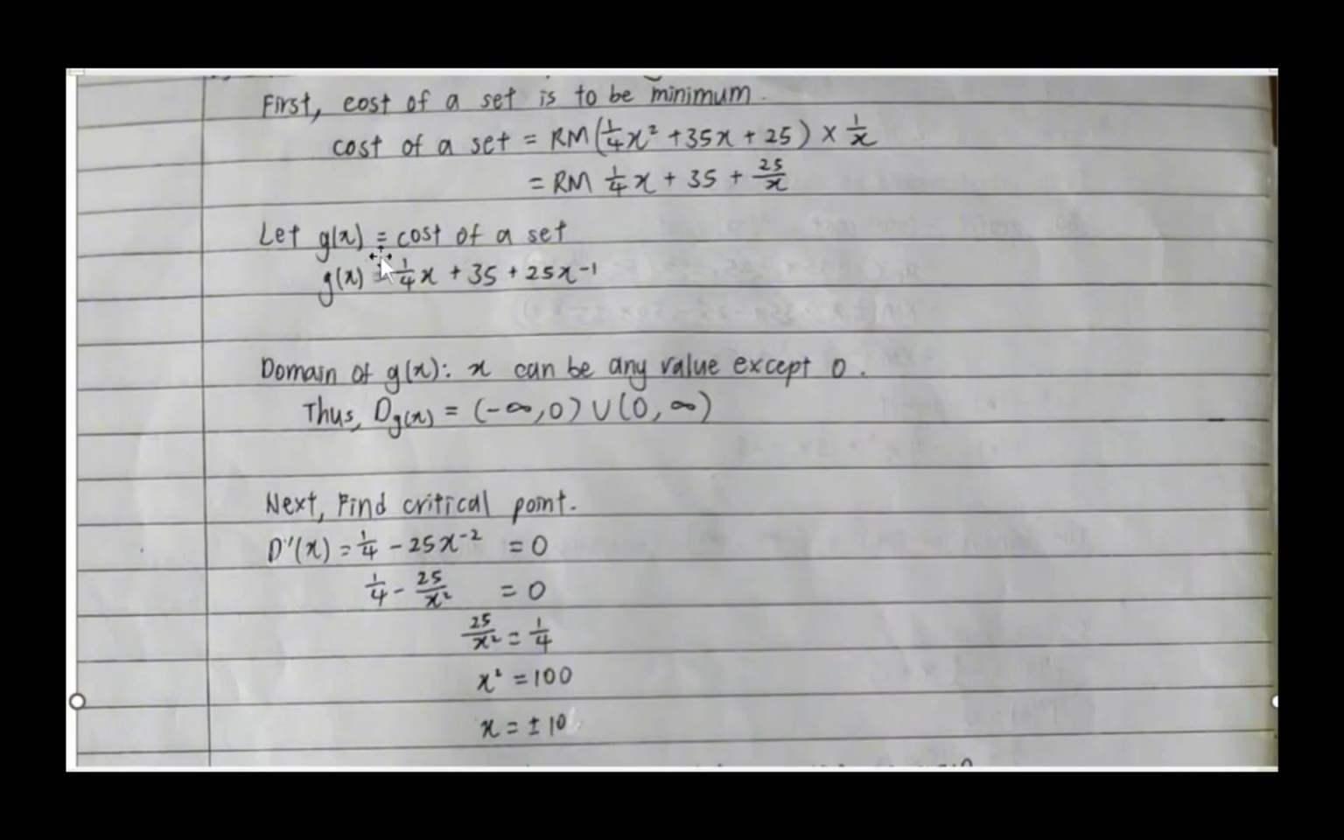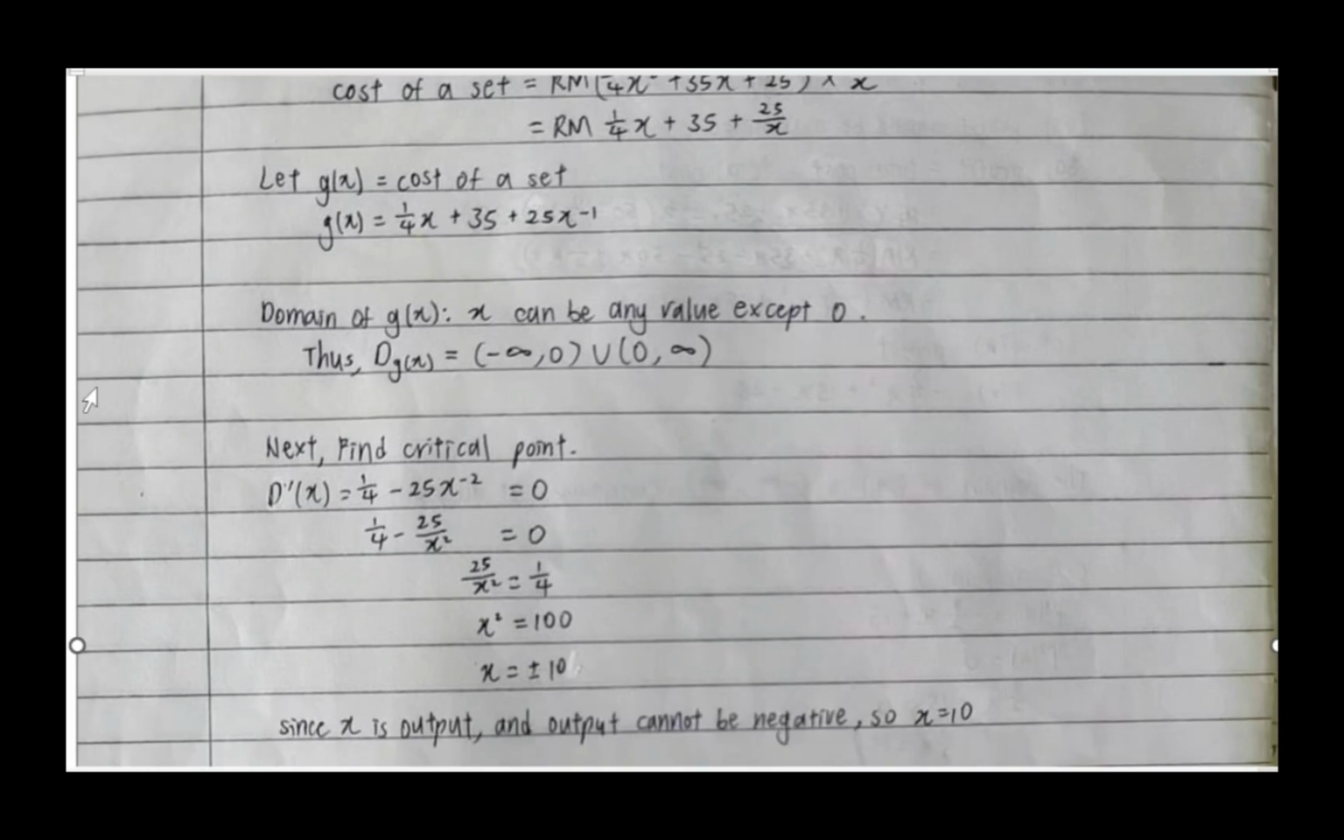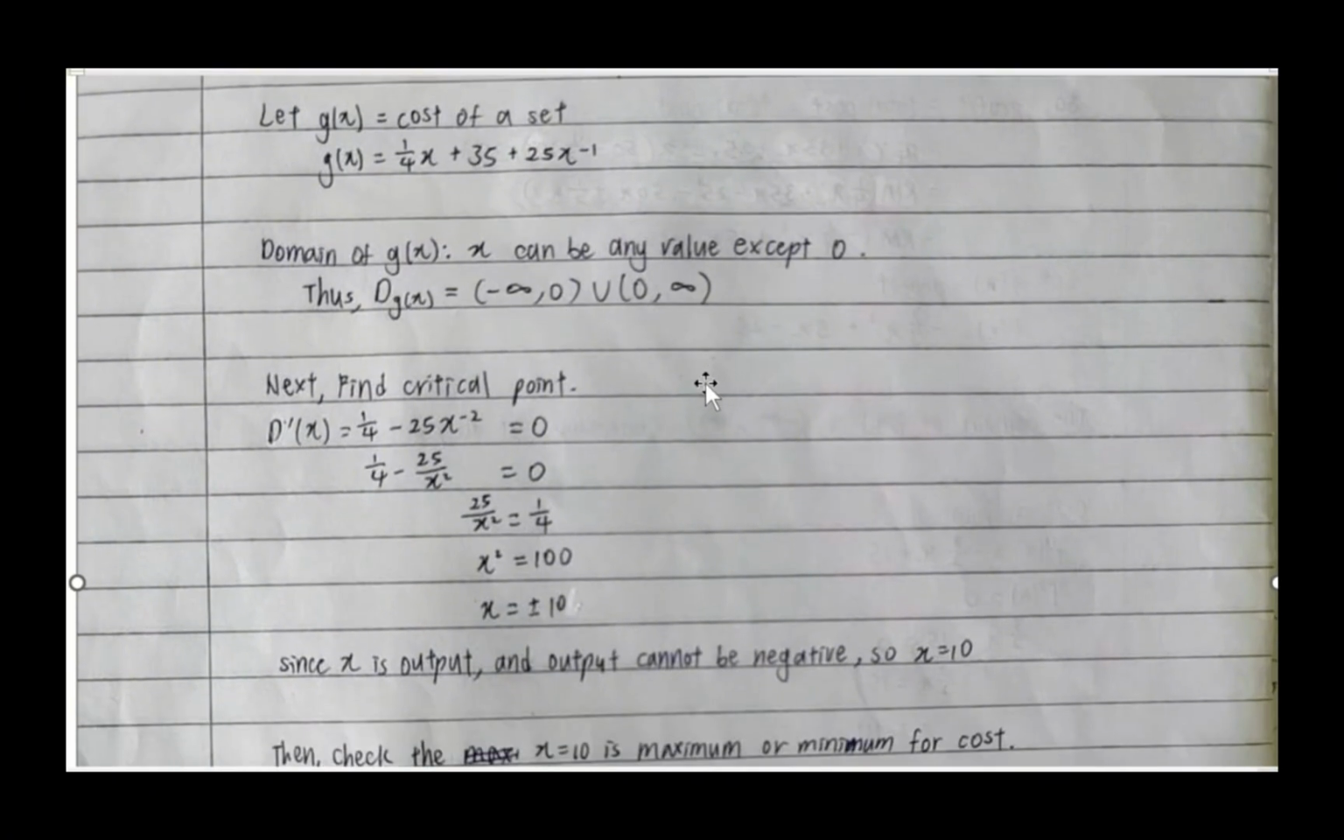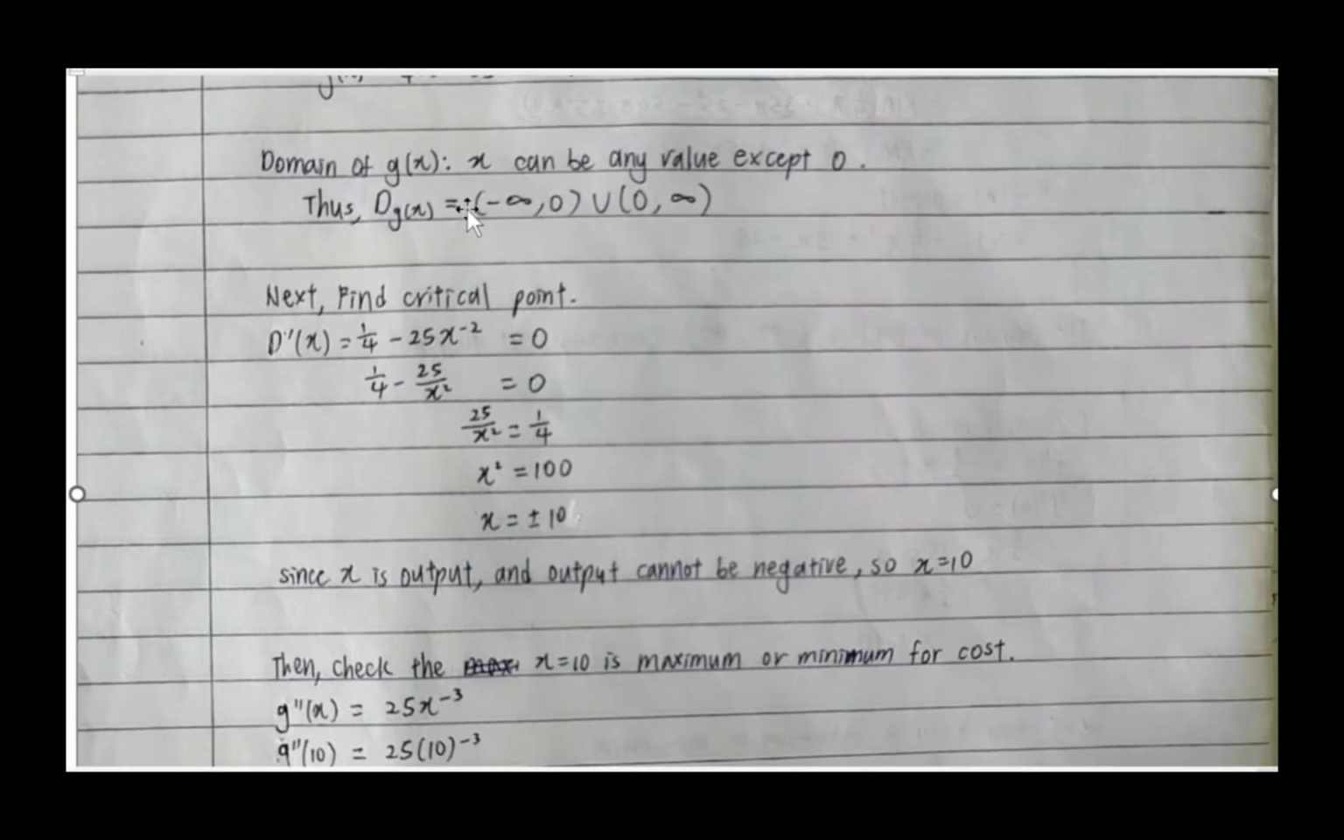The second step is let g(x) equal the cost of a set. Since it's also one variable, g(x) will equal 1 over x plus 35 plus 25 over x. The third step will be the domain of g(x). Since the function here has 25 over x, x can be any value except 0. Hence, the domain for g(x) will be negative infinity to 0, union with 0 to infinity. So it is continuous at all points except for 0.